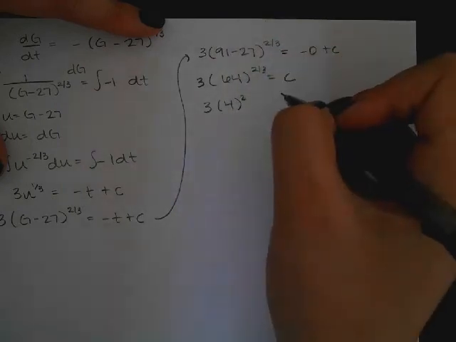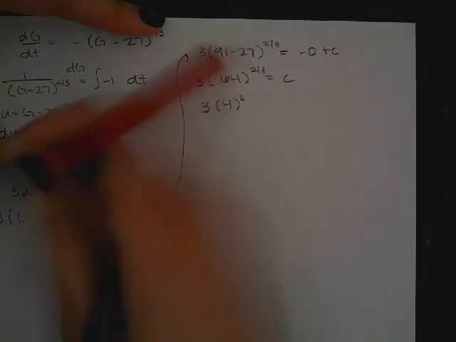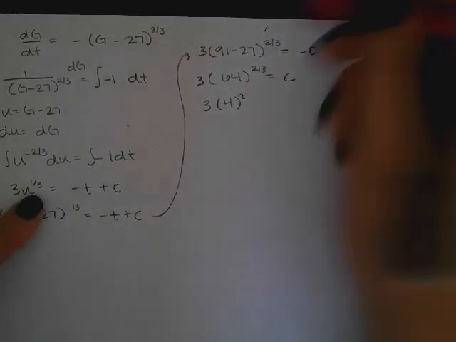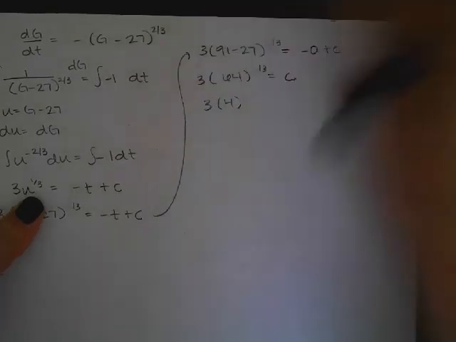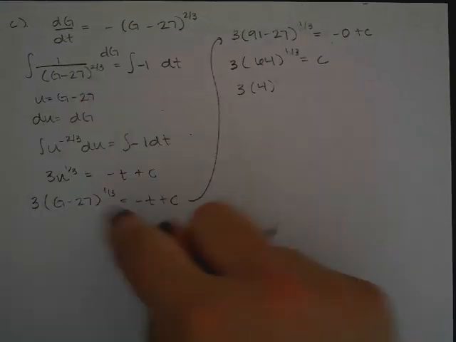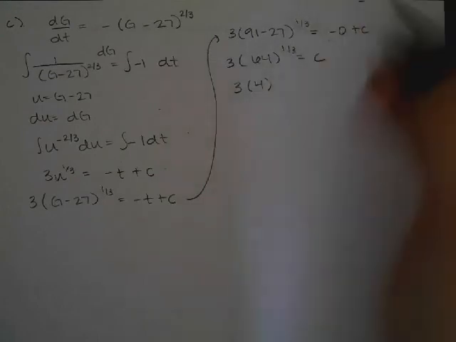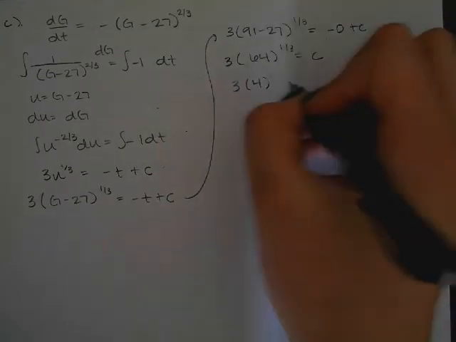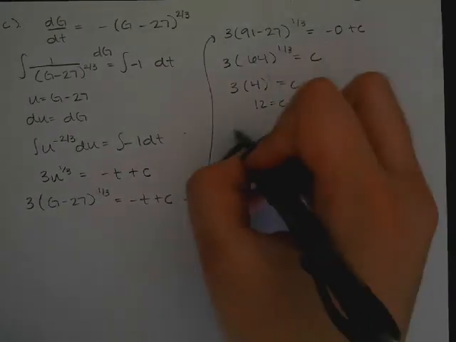It wasn't 2/3, it was 1/3. Sorry, I took too much from the original. The original problem had a 2/3, but when we did the antiderivative, it just had a 1/3. Okay, so we've got the 1/3. Third root of 64 is 4, so c equals 12, and so then I'll go ahead and plug that back in for c.